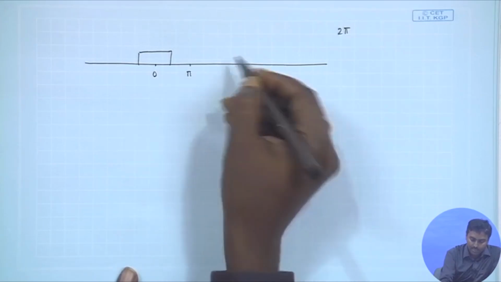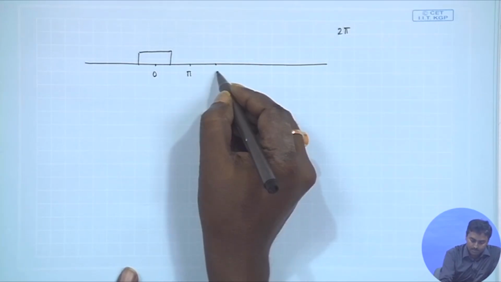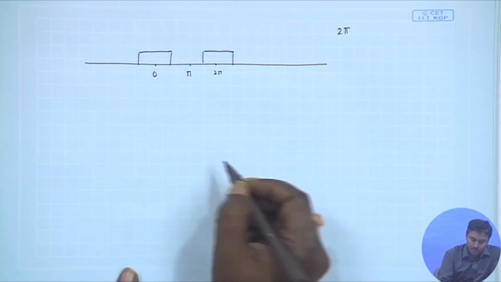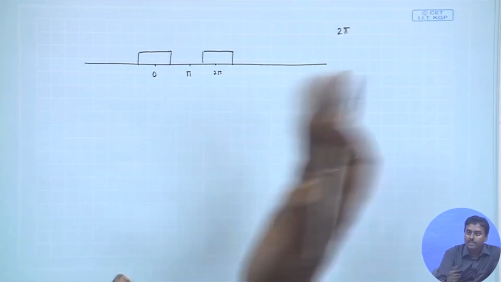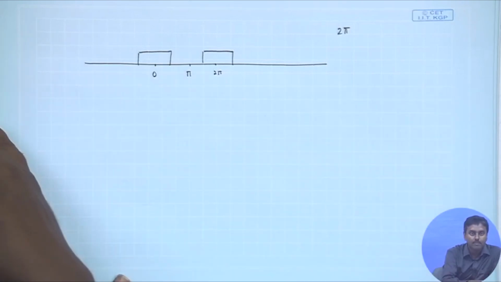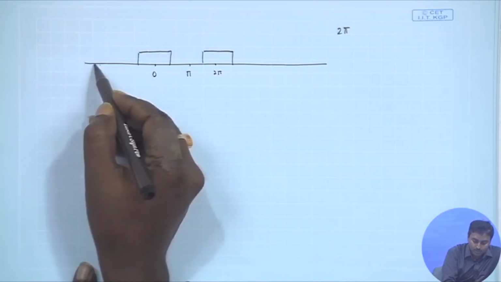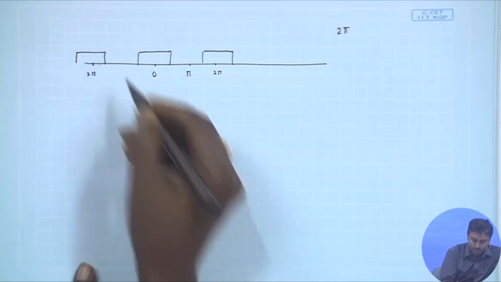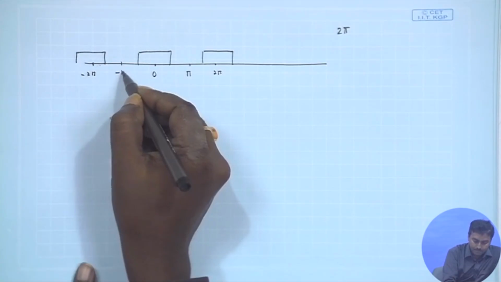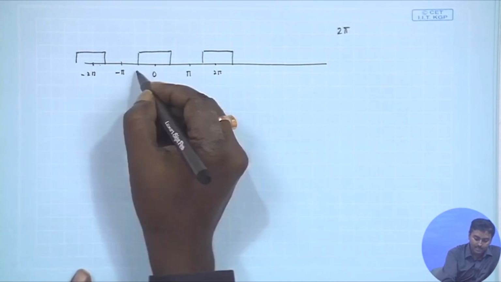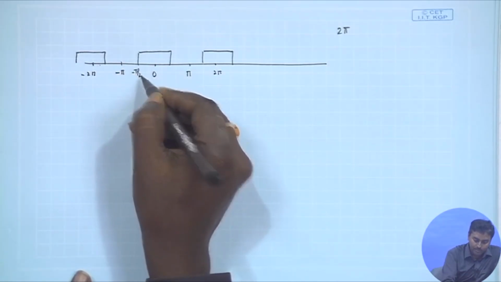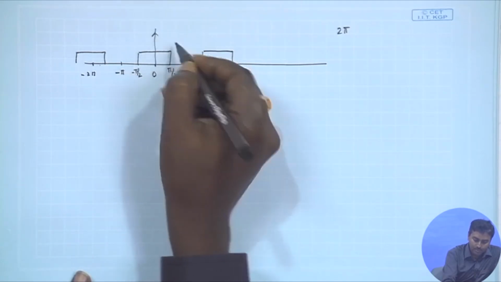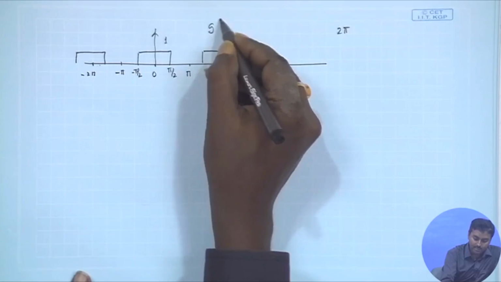Okay, so this is pi, this is 2 pi. After every 2 pi it gets repeated, same in the negative also. So at minus 2 pi, basically this is minus pi by 2, this is pi by 2, and this amplitude value is 1. So this is my g(t), if you just take.